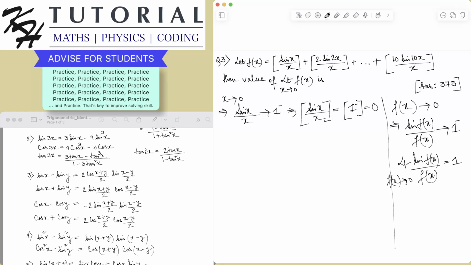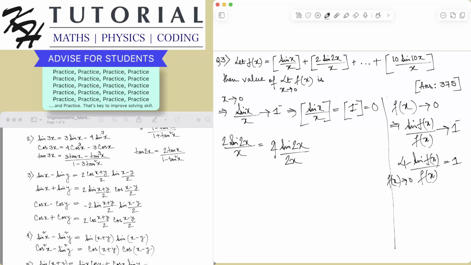Okay, now let's see the second term, twice sin 2x by x. I will create the form sin x by x. So I will have sin 2x and then I will multiply. So 2 sin 2x by x can be written as 4 sin 2x by 2x.